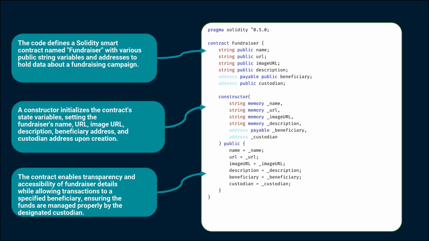As we advance, it's critical to enable external access to these state variables. By declaring them as public, Solidity automatically generates getter functions, facilitating easy retrieval of these details from our user interface. This approach is key to creating a user-friendly and informative experience for potential donors, providing transparency and accessibility right from the start.